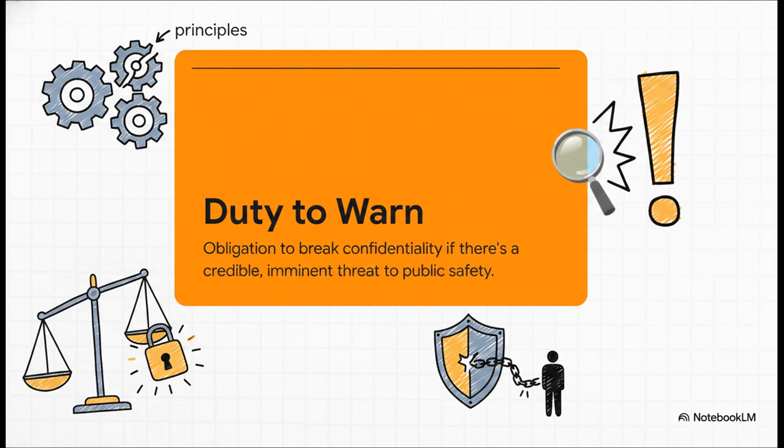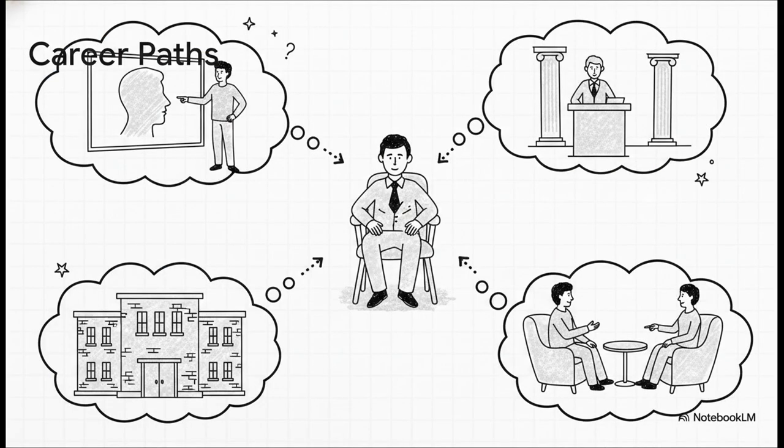While confidentiality, informed consent, and total objectivity are the absolute bedrock ethical principles for any psychologist, they are actually overridden by one major exception: the duty to warn. If there is a credible, imminent threat to public safety, the forensic psychologist has a strict legal and ethical obligation to break confidentiality and warn the potential victims or the authorities. Safety first, always. Let's move on and see how this builds into tangible career paths.